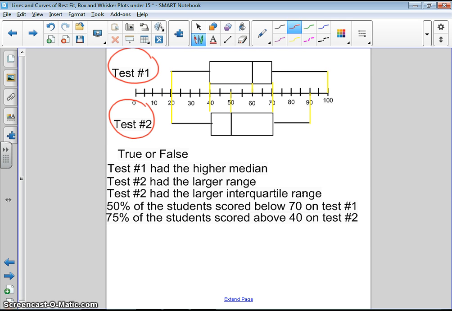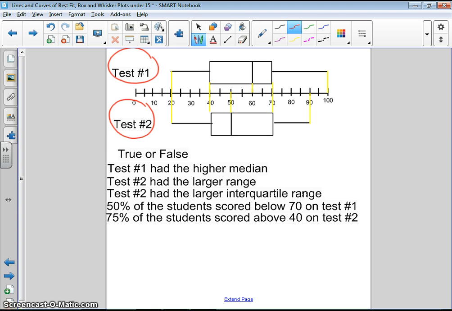If you're just taking a look at them individually, test 1 has a range from 20 up to 100. Test 2 has a range from 20 up to 90. Test 1 looks like the students did better on. The median score for test 1 is at 60, whereas the median score for test 2 is at 50. So let's go ahead and get into these questions here. We're going to call them all either true or false.